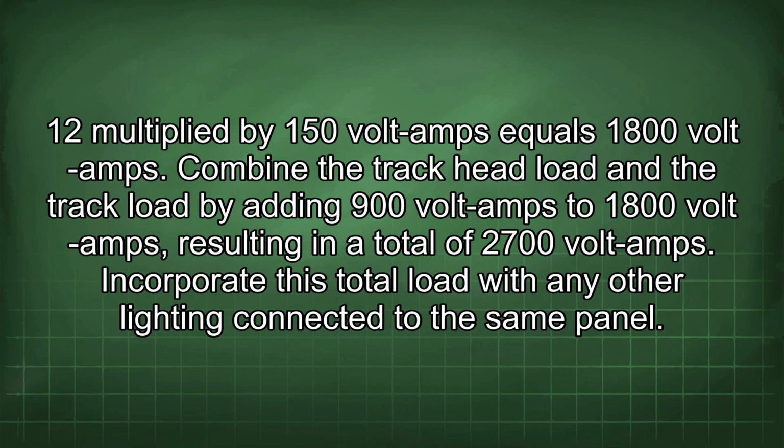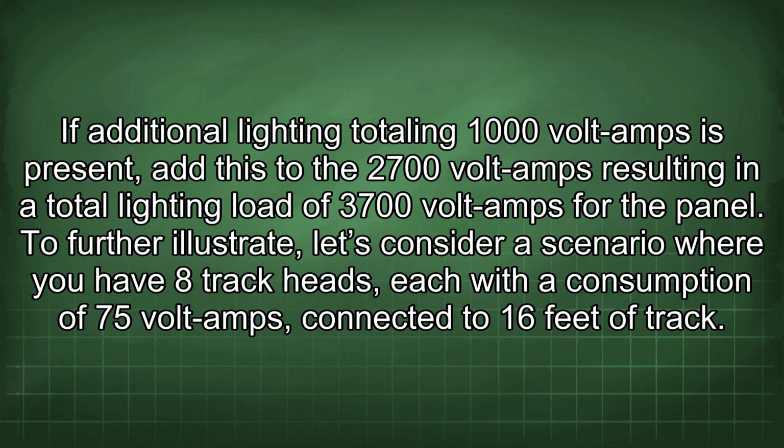Incorporate this total load with any other lighting connected to the same panel. If additional lighting totaling 1000 volt amps is present, add this to the 2700 volt amps, resulting in a total lighting load of 3700 volt amps for the panel.